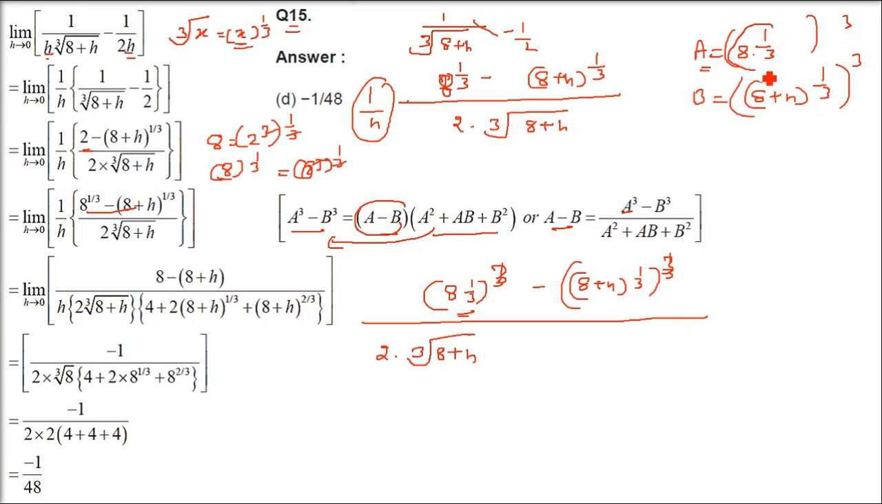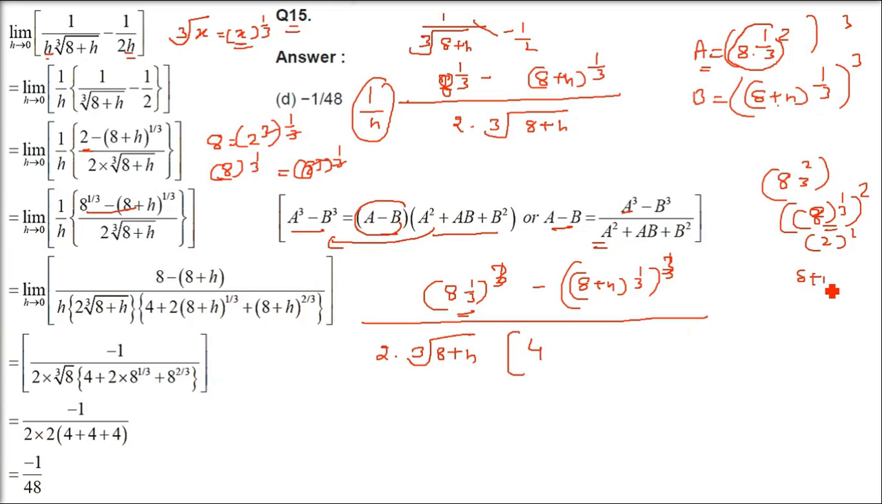So a square, what is this? 8 raised 1 by 3 raised 2. So 8 raised 2 by 3 will come. 8 raised 1 by 3 is already 2. 2 square is 4. So 8 raised 1 by 3 square, 8 raised 1 by 3 is 2 and 2 square is 4. So you have a 4 here. This is 4.